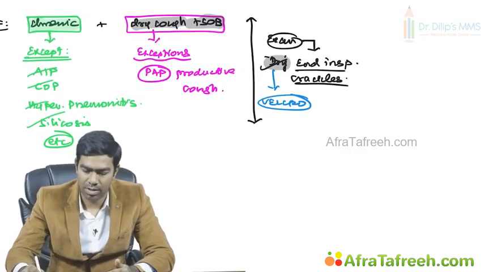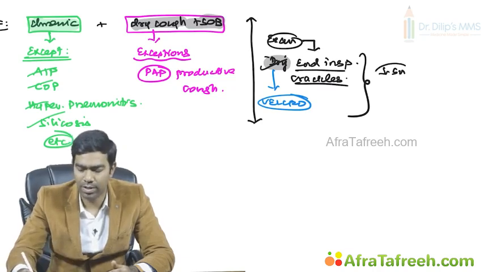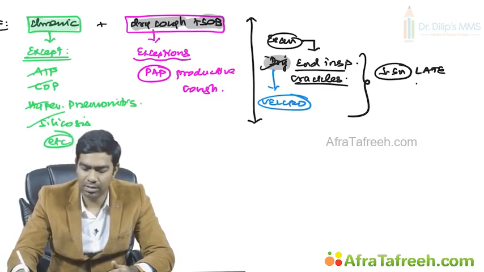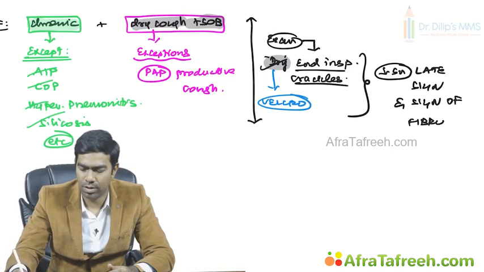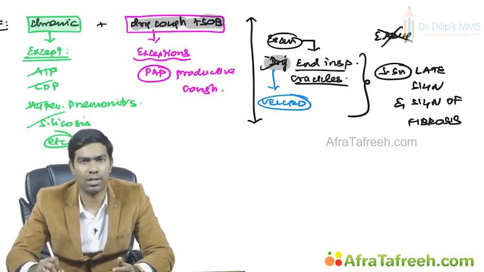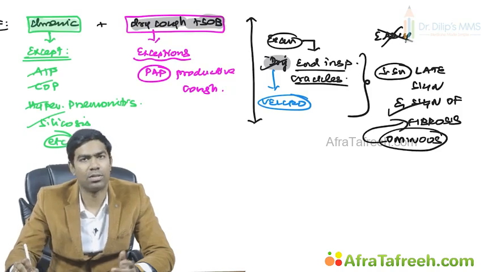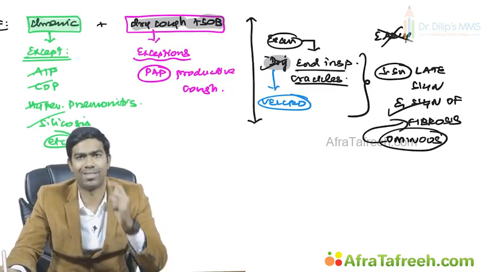But remember, the presence of Velcro crackles has a very poor sensitivity, which means this is a late sign. And it's a sign of fibrosis, which means in many early ILDs, you won't get this sign. You won't get these Velcro crackles. At the same time, if this sign is present, it itself is a very ominous sign. Why? Because it indicates fibrosis and irreversibility, and you cannot give any treatment.